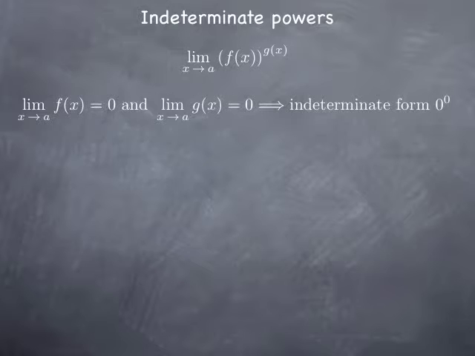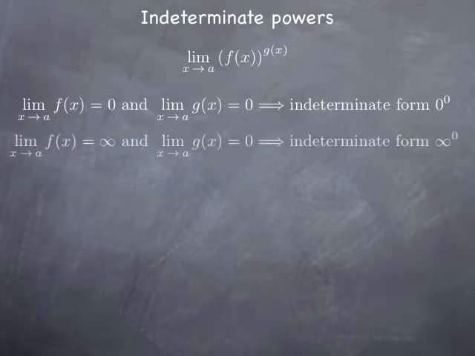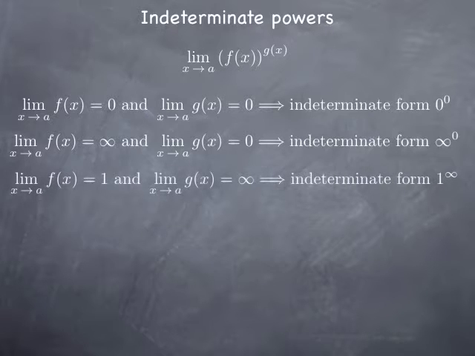Another possibility that leads to indetermination is if the base f of x goes to infinity while the power g of x goes to 0, and we get an indeterminate form of the type infinity to the 0. The third possibility is that the base f of x goes to 1 while the power g of x goes to infinity, and we have an indeterminate form 1 to the infinity.